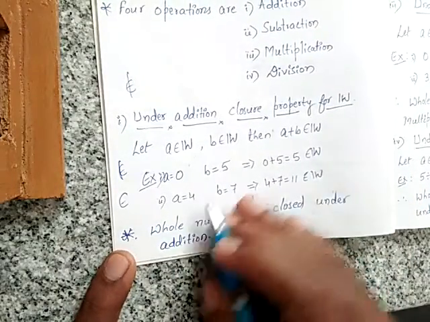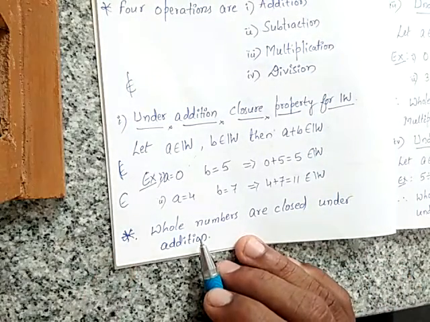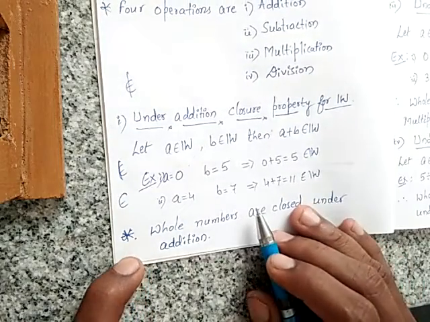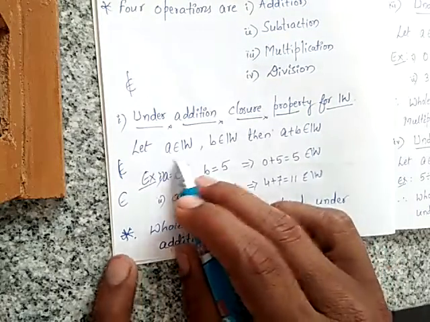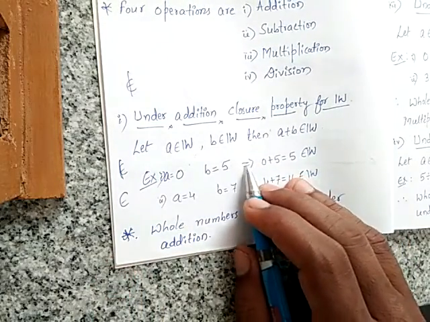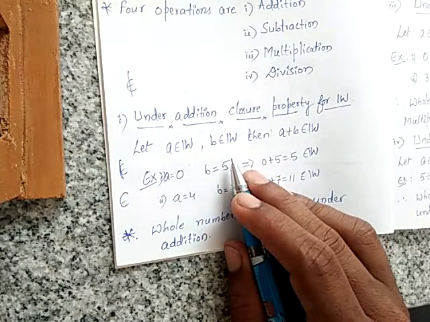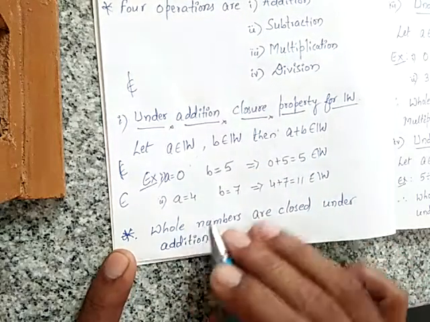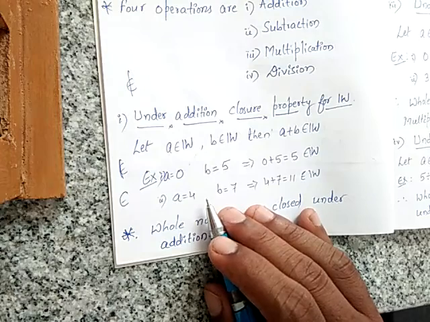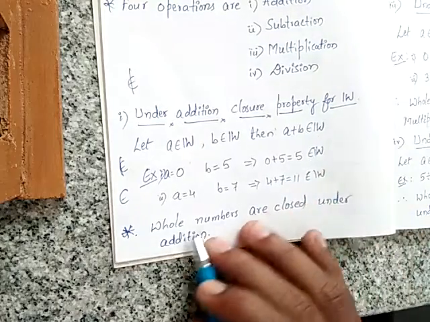So in this condition we can say that whole numbers are closed under addition. How do you tell that whole numbers are closed under addition? See, my dear students, you consider 2 whole numbers A and B. If you add, why are you adding? Because under addition we are verifying. If you add, again that number should belong to whole numbers. Then you can say that whole numbers are closed under addition. Now you can consider any 2 whole numbers, whichever you like, and if you add, that number will belong to W. So I have concluded here.